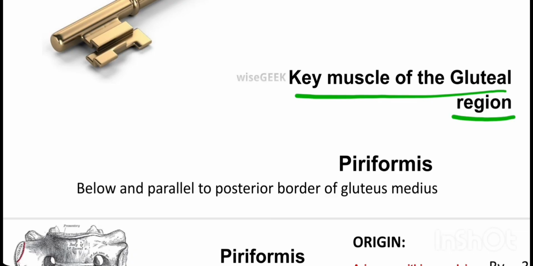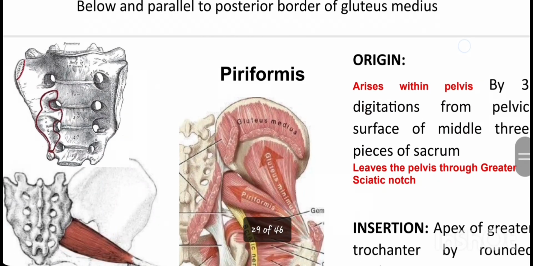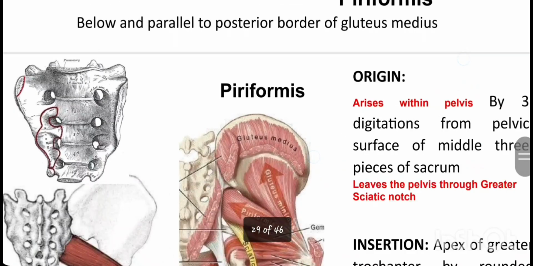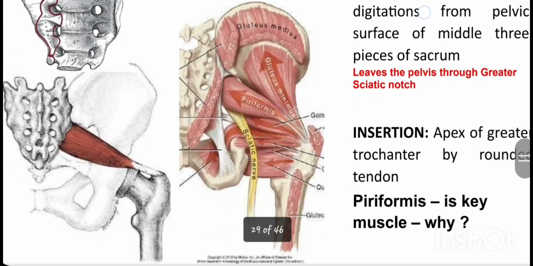Coming to the origin of the piriformis, it arises from the middle three pieces of the sacrum. It just arises from the sacrum and gets inserted into the apex of the greater trochanter.